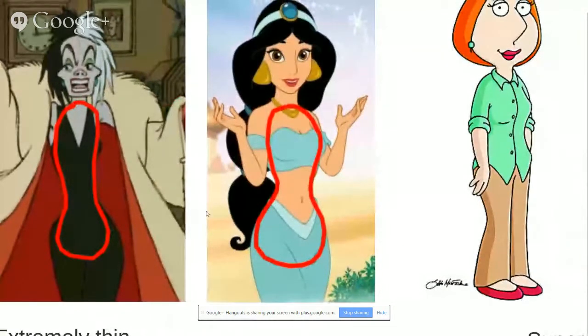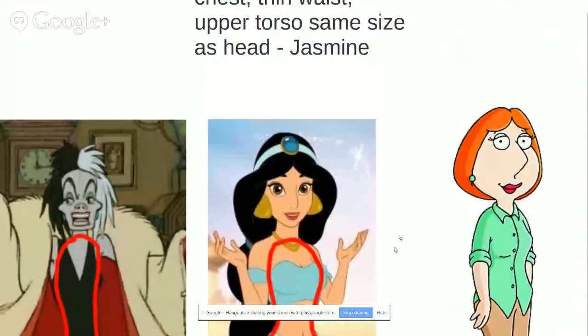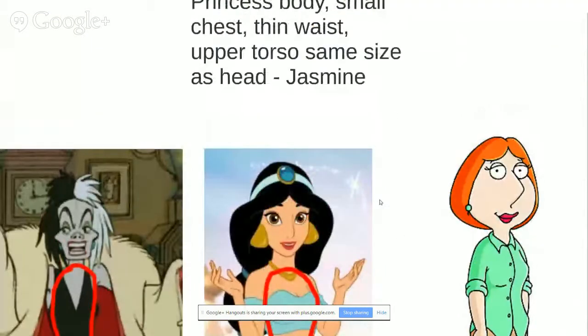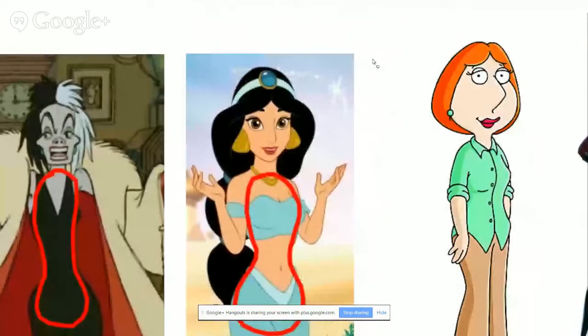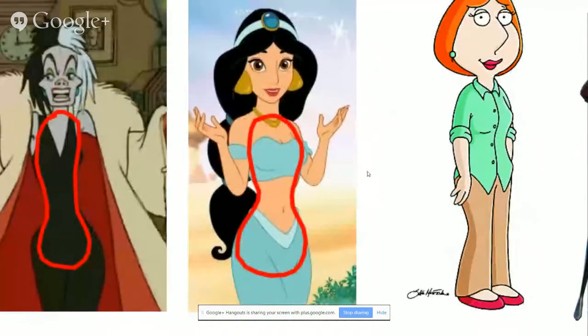Moving on to your classic sort of princess design, again you would have sort of the hips ever so slightly wider than the torso. Again, we're not looking at huge breasts in here. We're looking at a very small waist, though, and you tend to have the torso the same size as the head as well. And Jasmine's a great example of that. Another one would be sort of looking at, well, any of the Disney princesses, really. Ariel, for example, from The Little Mermaid, exactly the same sort of thing.